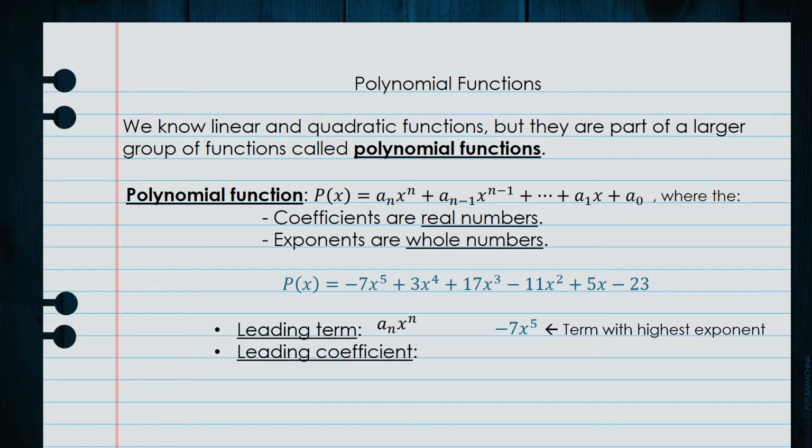Next, let's look at the leading coefficient. The leading coefficient is the number part of the leading term. We would call that the a sub n. But in our example, our leading coefficient would simply be negative 7. Next, we find the degree. The degree simply means the highest exponent. Well, in the generic form, the highest exponent is represented by n. But in our example, our degree is a 5.